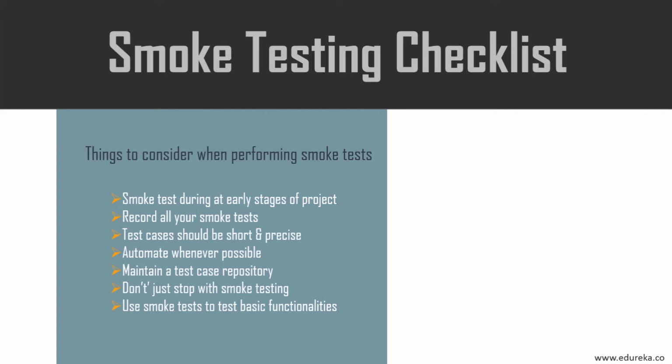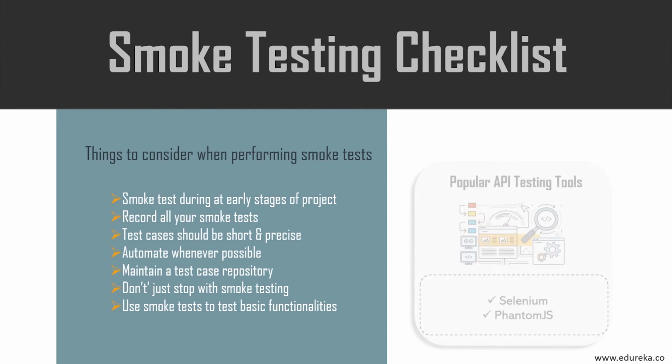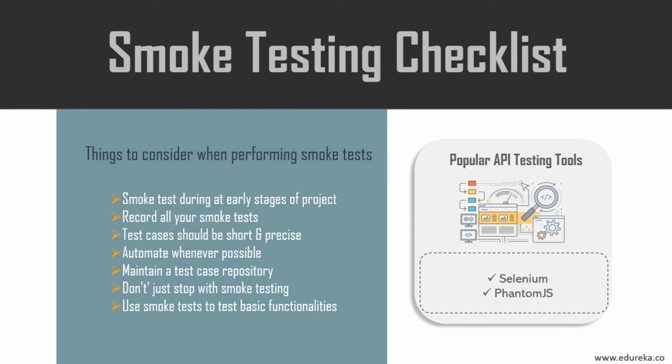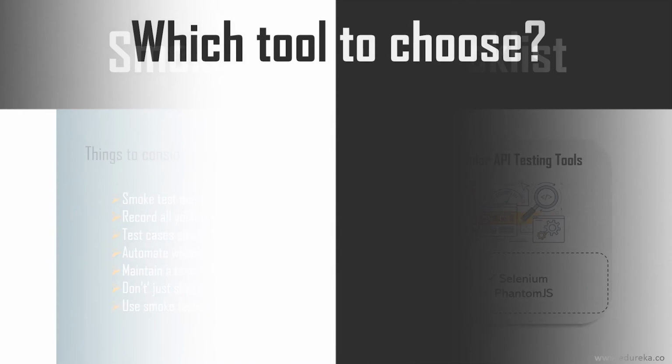Don't just stop with smoke testing, it's just a first level of testing. Move forward with other rigorous testing if the build has passed the smoke test. And once again, remember that you just have to use smoke tests to test the basic functionalities, so don't go testing very deep. Now, talking about tools, many tools are available in the market to perform smoke testing in an automated way. Top tools include Selenium and Phantom.js. But the question here is, which tool is best out of these two? Well, both of them have their pros and cons.